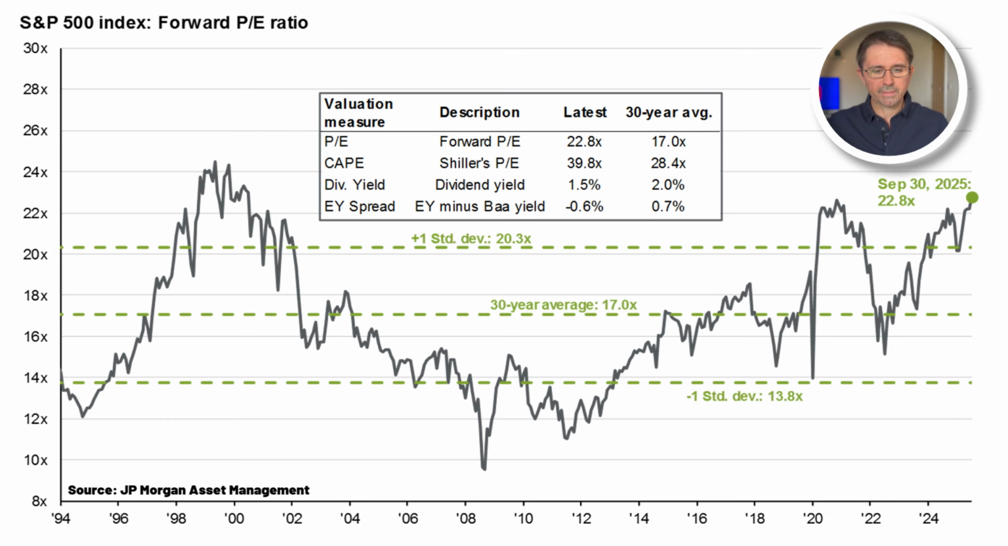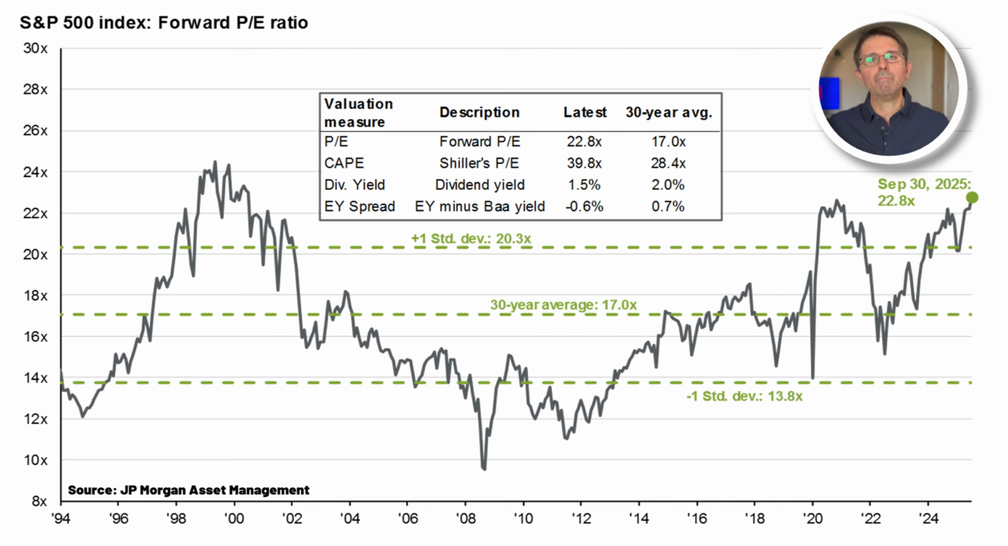All right, so on my screen, we've got the chart here, the S&P 500 index forward PE ratio, meaning we're just looking at the forward earnings over the next year. And have a look at the chart. So the valuation measure, that column, we've got the PE and the CAPE ratio. There's also a dividend yield and earnings yield spread on this chart as well, but we're going to focus on the first two. I think they're the most important as well. So if we look at the description, we've got the forward PE ratio, the latest number on that, and this is again for the S&P 500, 22.8 times.